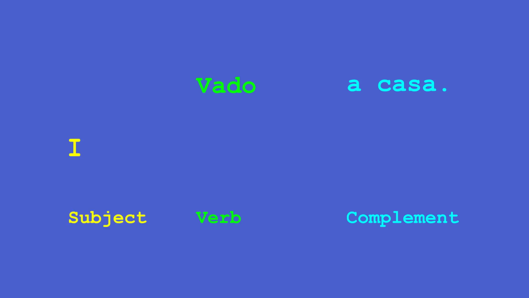Vado is our verb. A casa, our complement. If we look at the English translation of this sentence, we have another structure. I, which is our subject, go, which is our verb, home, which is our complement. So where is the subject in the Italian sentence? The key to understand this is all in the verb conjugation.